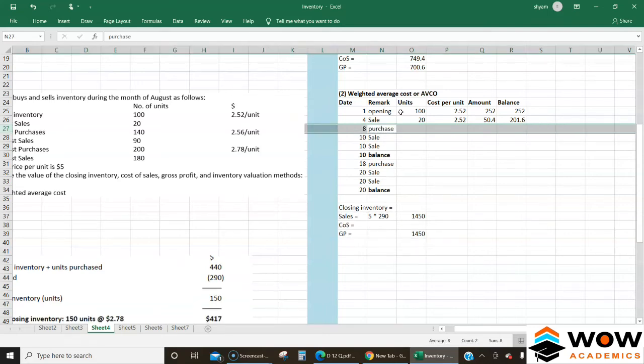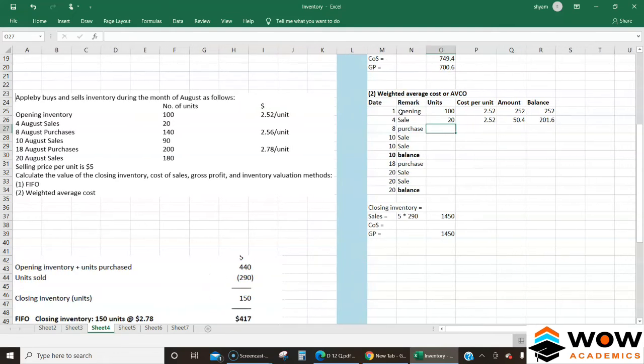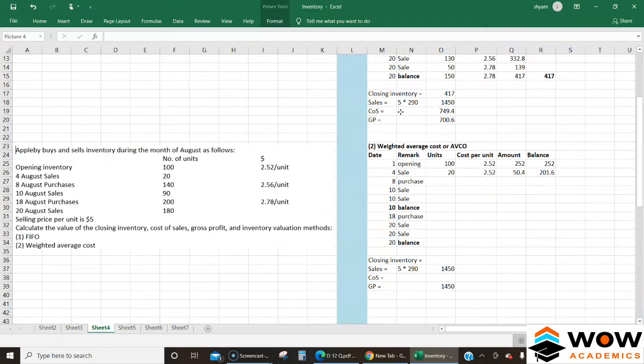So we'll go to the purchase date. So we'll start. The purchase date is 8. On 8 we purchase 140 units and they are worth 2.56. Let's get the amount. So the amount comes to 358.4.